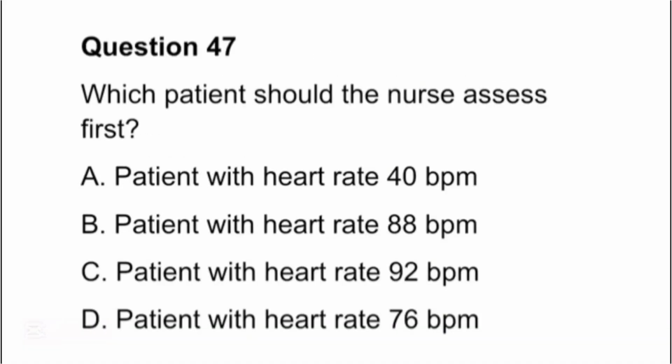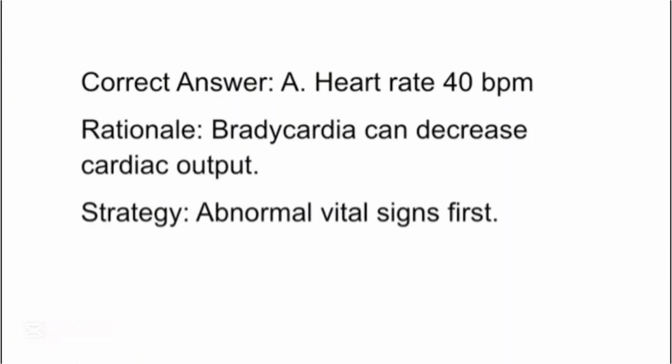Question 47. Which patient should the nurse assess first? A. Patient with heart rate 40 bpm. B. Patient with heart rate 88 bpm. C. Patient with heart rate 92 bpm. D. Patient with heart rate 76 bpm. Correct answer: A. Heart rate 40 bpm. Rationale: bradycardia can decrease cardiac output. Strategy: abnormal vital signs first.